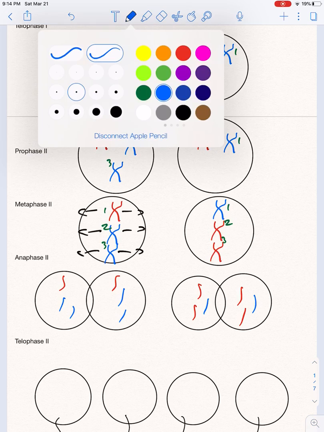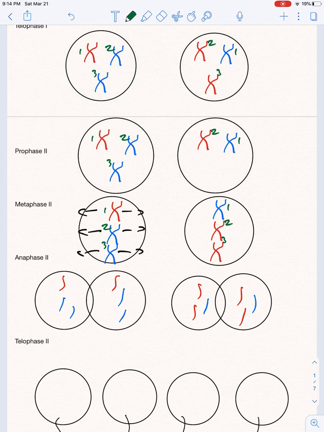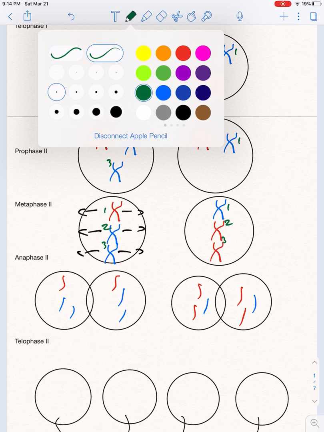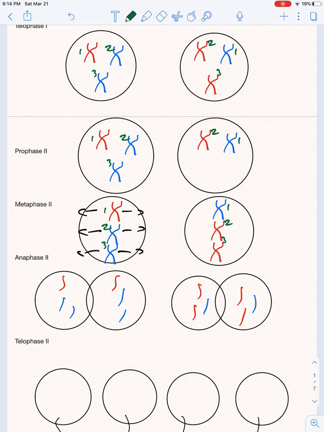So if we number these up and we look, we have a 1 and a 1. We have a 2 and a 2. We have a 3 and a 3. Same thing here. We have a 1 and a 1, a 2 and a 2, a 3 and a 3. So each cell has gotten all of the alleles it needs. It has one full set of chromosomes.